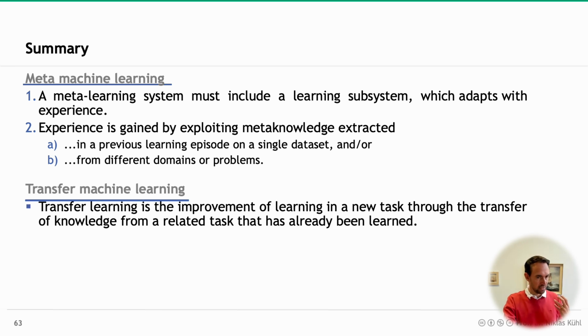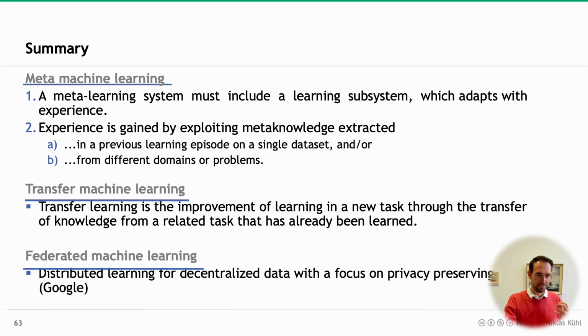Transfer learning is the improvement of learning a new task through the transfer of knowledge from a related task that has already been learned. And finally, federated learning is a distributed learning technique that deals with decentralized data with a very strong focus on privacy preservation.